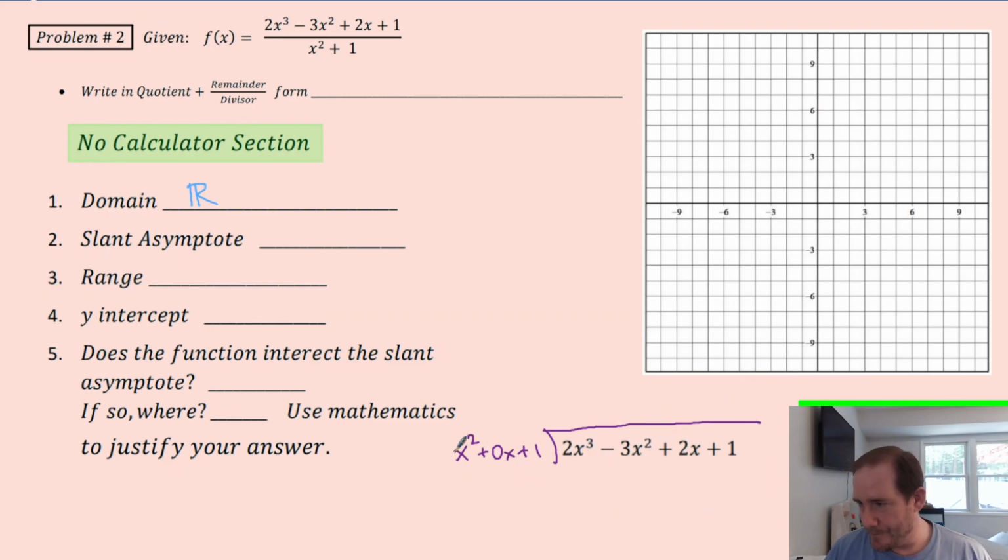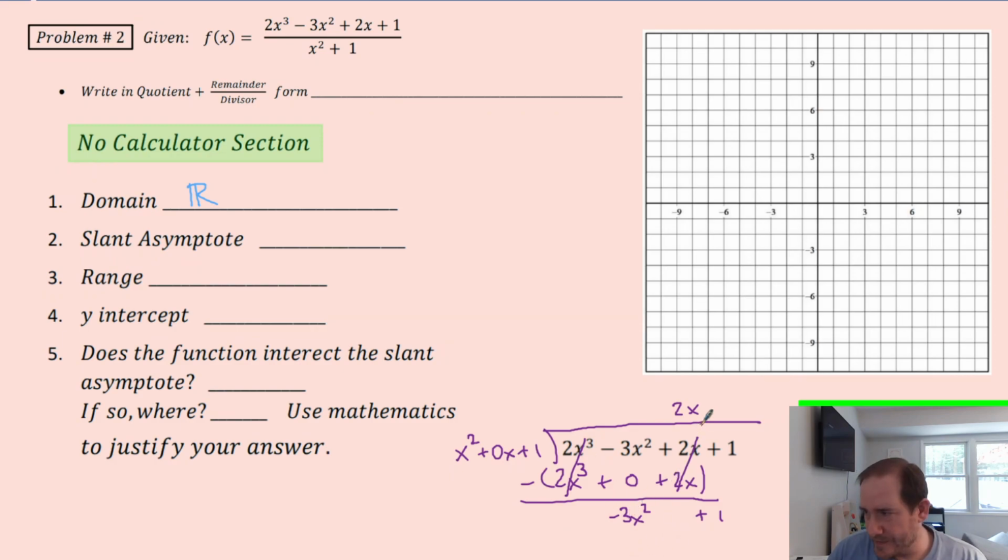So as we go to divide, x squared is going to go into 2x cubed 2x times. We'll distribute that through to get 2x cubed plus 0 plus 2x. Then you're subtracting. This is canceling. You're getting negative 3x squared. You're subtracting, so these cancel out too. So that's fine. Drop the plus 1. Do it again. X squared goes into this negative 3 times. Technically, we could stop right now. They asked us for the slant asymptote. We got it. It's 2x minus 3.